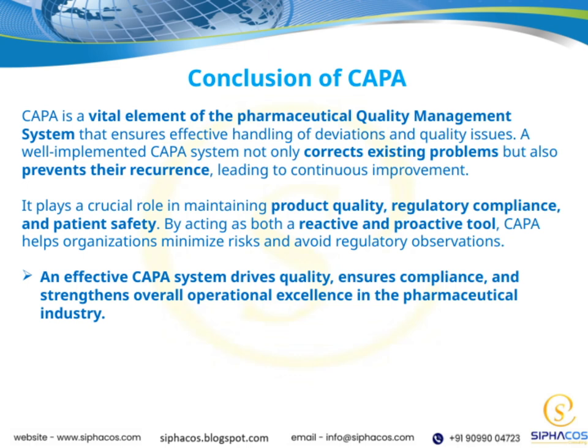Think of CAPA as both a reactive tool, responding to issues when they arise, and a proactive one, preventing issues before they occur. This dual role helps organizations minimize risks and avoid regulatory observations that could impact their reputation and operations. Ultimately, an effective CAPA system drives overall quality, ensures compliance, and boosts operational excellence across the industry. When we prioritize CAPA, we're not just fixing problems, we're strengthening our entire quality foundation.